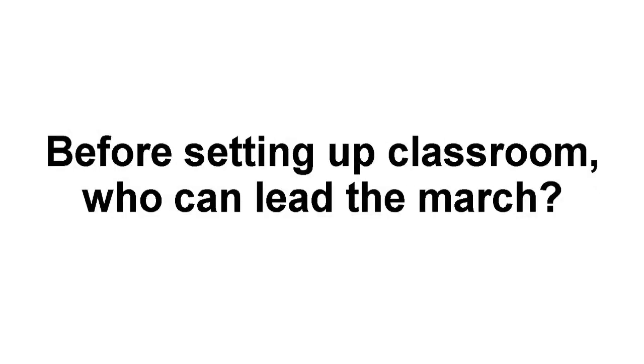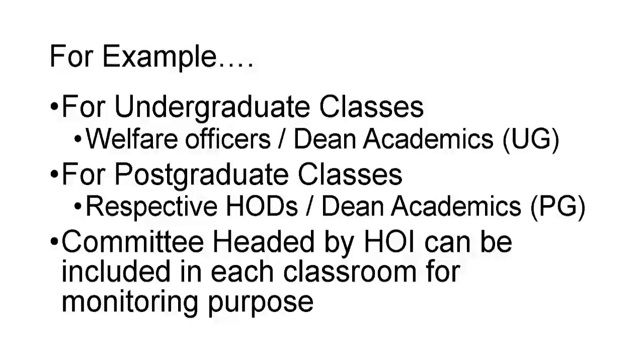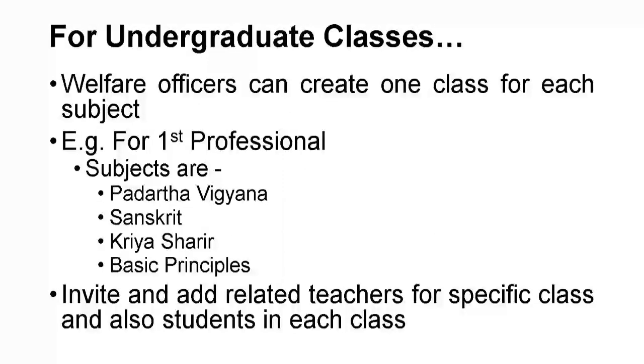Next, before setting up the classroom, who can lead the march? For example, for undergraduate classes, welfare officers or Dean Academics UG or any other assigned person. For postgraduate classes, respective HODs or Dean Academics PG can lead the march, can coordinate and to set the classrooms. Committee headed by head of the institution can be included in each classroom for monitoring purpose. For undergraduate classes, welfare officers can create one class for each subject. For example, for first BAMS professional, the subjects are Padartha Vijnana, Sanskrit, Kriya Sharir, and Basic Principle. So, welfare officers can create classroom for each one of them, and they can invite and later teachers can be added for each specific class and also students in each class.